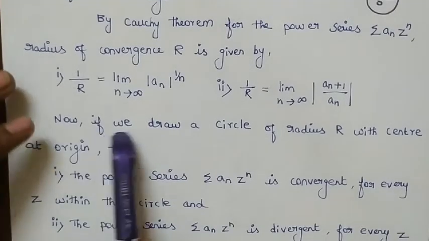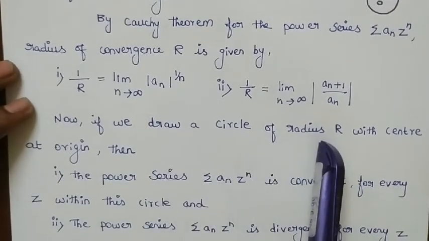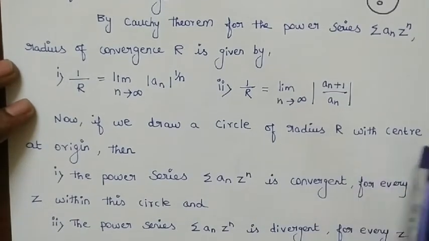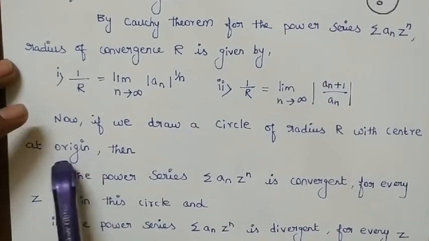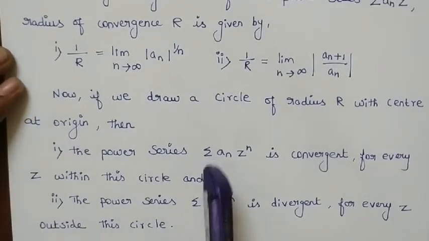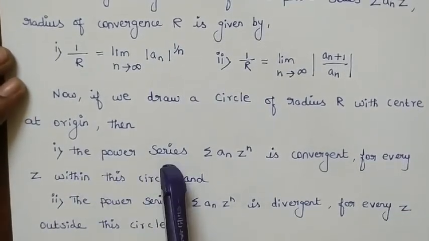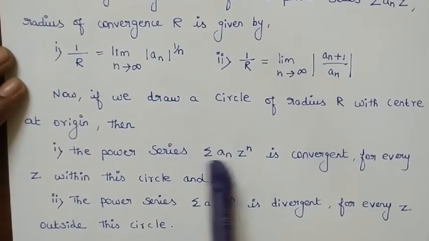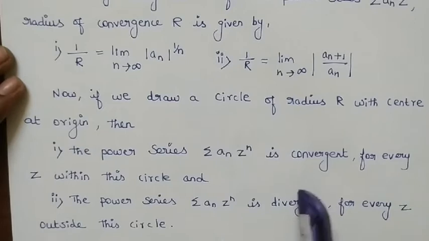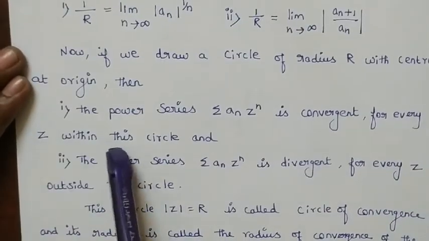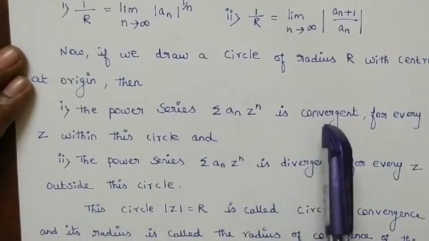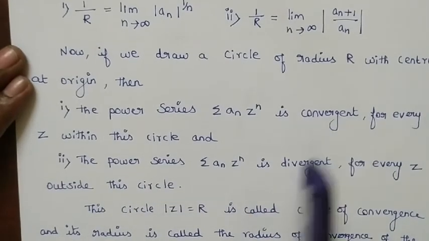Next, we draw a circle of radius r with the center at the origin. Then we see two conditions. First, the power series summation an z^n is convergent for every z that lies within this circle. If the z values lie within the circle, then we can say the series is convergent.